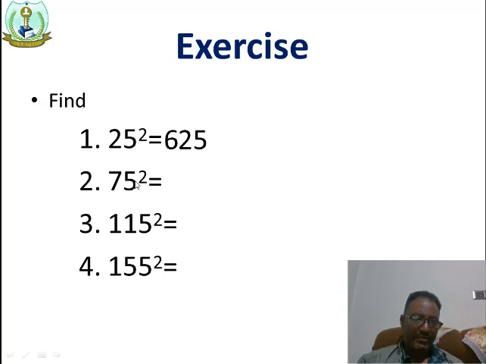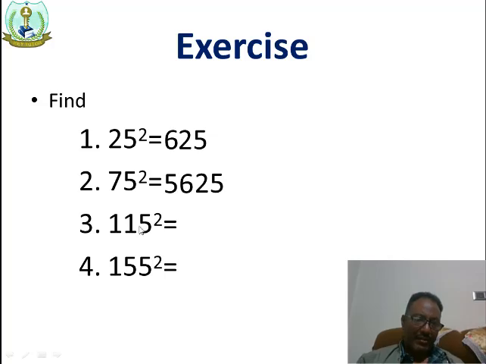Now let us solve 75 squared. We have 7, and the next number is 8. Then we multiply 7 by 8, or 8 by 7, and we will find 56. Then we simply attach 25. Therefore 75 squared is 5625. This one is a little bit difficult for you.